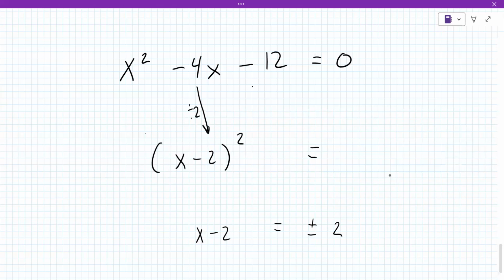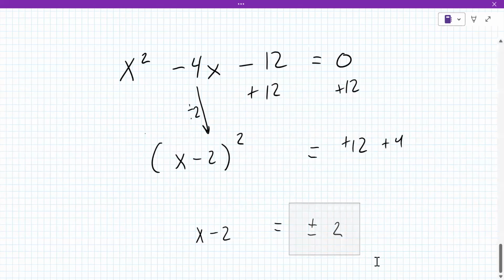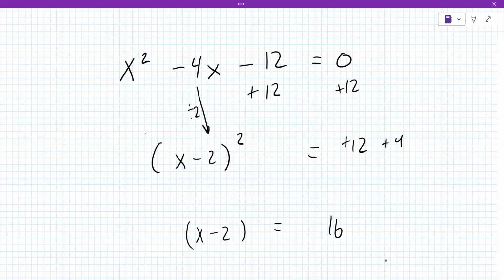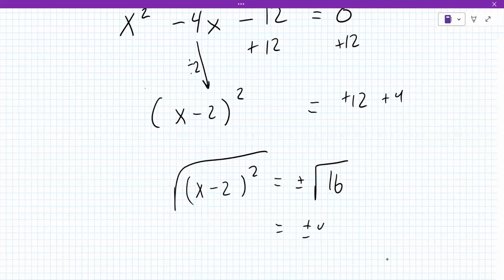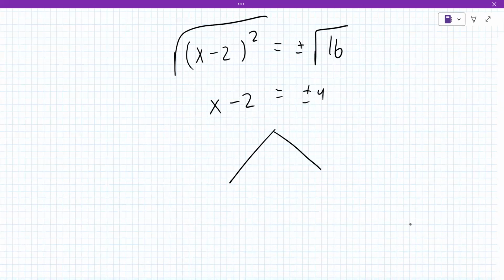It's because you add the 12 to both sides, and then you add 16. It should be 16 on the right. Yeah, I have 16. So you have to take a square root of 16. Square root of 16 is 4. So you have x minus 2 equals 4, x minus 2 equals -4.